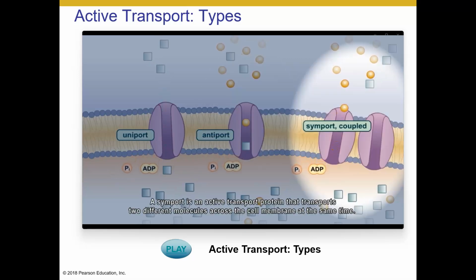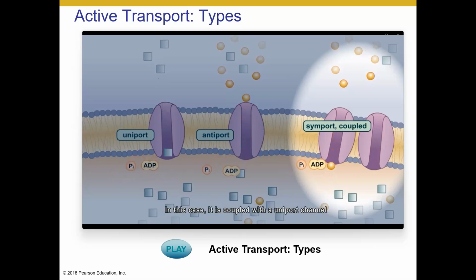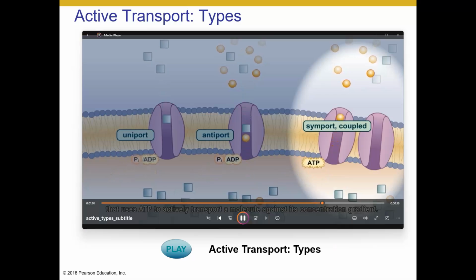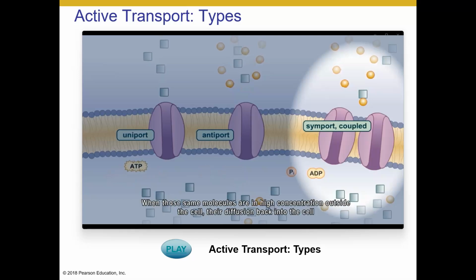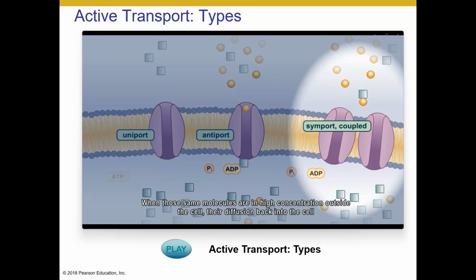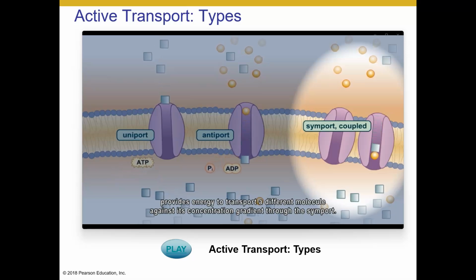A symport is an active transport protein that transports two different molecules across the cell membrane at the same time. In this case, it's coupled with a uniport channel that uses ATP to actively transport a molecule against its concentration gradient. When those same molecules are in high concentration outside the cell, their diffusion back into the cell provides energy to transport a different molecule against its concentration gradient through the symport.